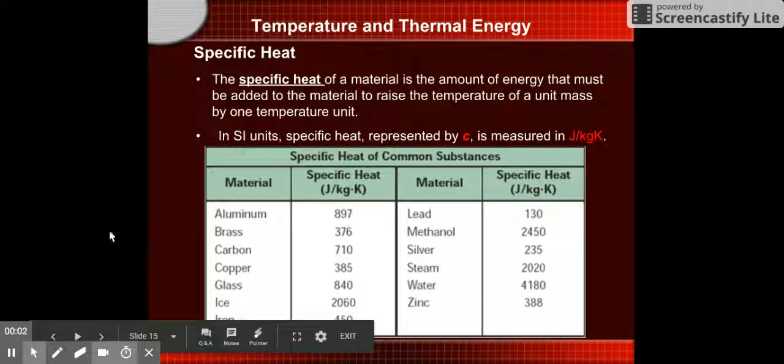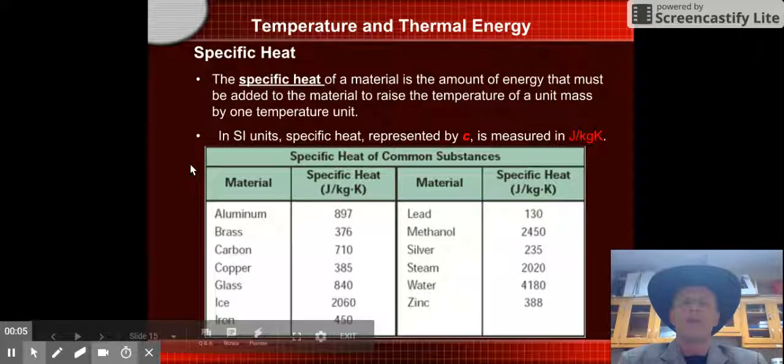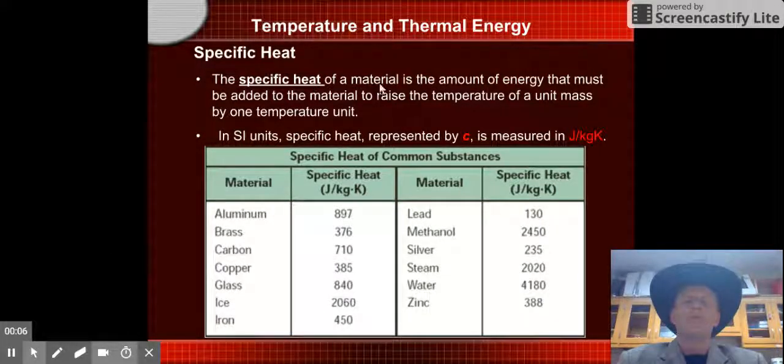So, specific heat. The specific heat of a material is the amount of energy that must be added to the material to raise the temperature of a unit mass by one temperature unit. SI units of specific heat, represented by C, is measured in joules per kilogram Kelvin. What a bunch of crap that is.